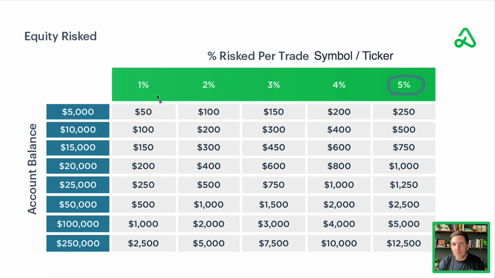I know it's tough for smaller accounts. You're probably going to be pushing up against this 5% threshold, but you really don't want to go over that. For larger accounts, you certainly want to be in the 1% to 2% range for sure. And that's going to be for the position symbols that you get into.